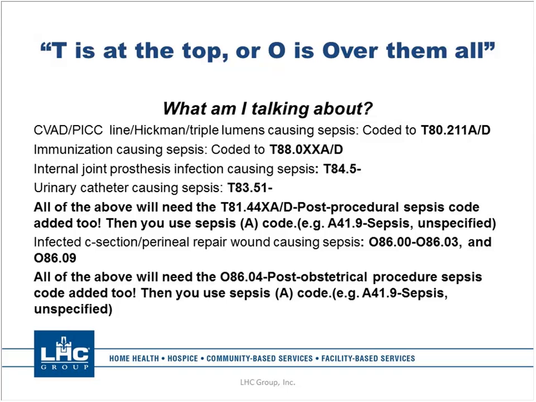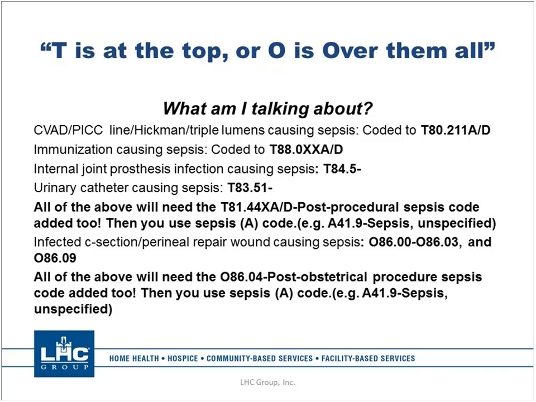So what if we've got an internal joint prosthesis infection causing sepsis? Those y'all can pretty much find. Those are the T84.5 codes. So you'll code that first. Then you're going to have your post-procedural sepsis code, which is the T81.44 code. And then you can go into your A code.